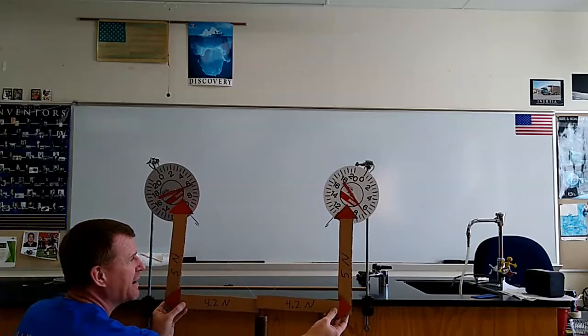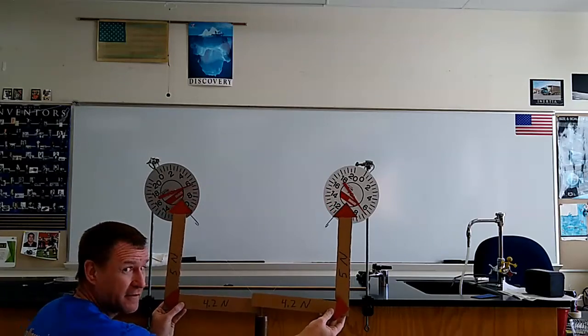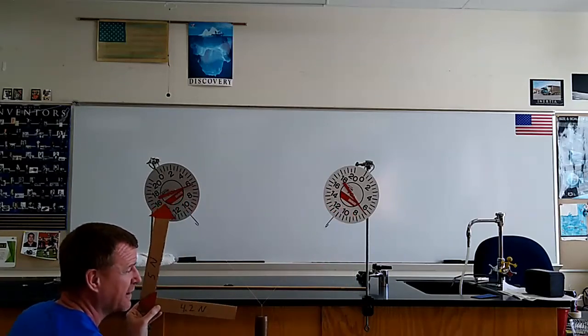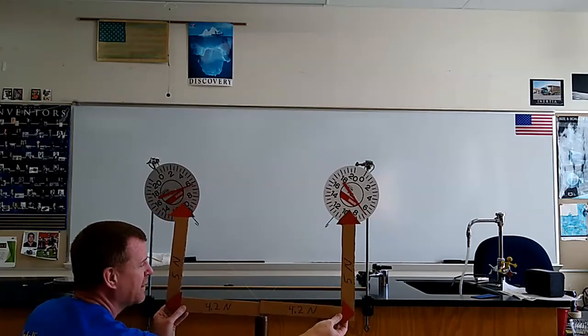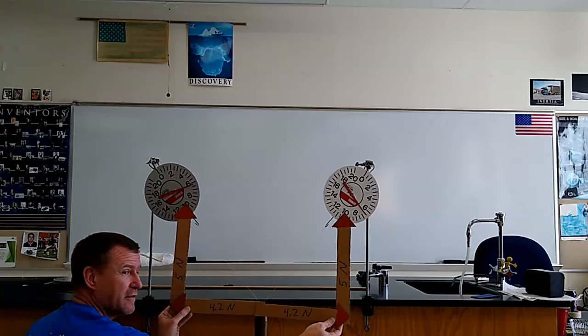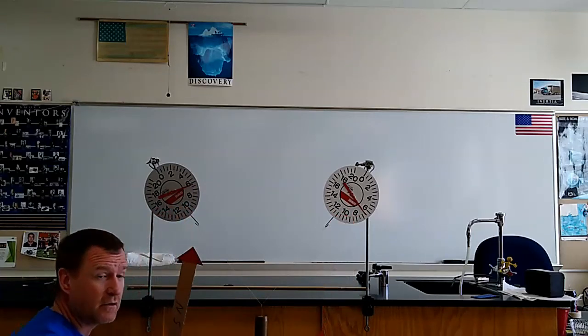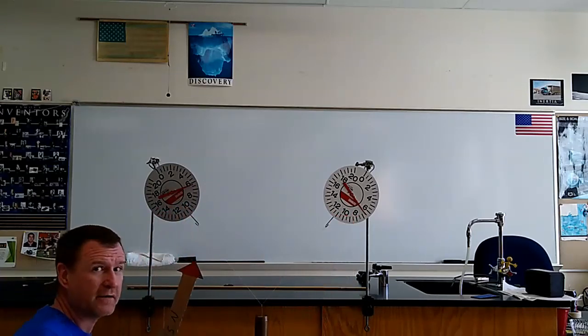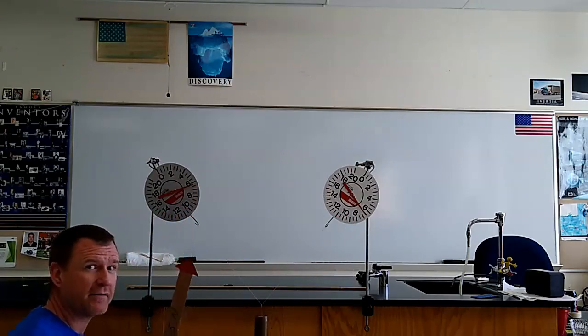So the 5 and the 5 up will add together to give us 10 newtons. We've got 10 newtons going down, we need 10 newtons going up. The 4.2 to the right, the 4.2 to the left, they're going to cancel each other out. So that is equilibrium. The net force is 0 in every direction, x and y. That's equilibrium.